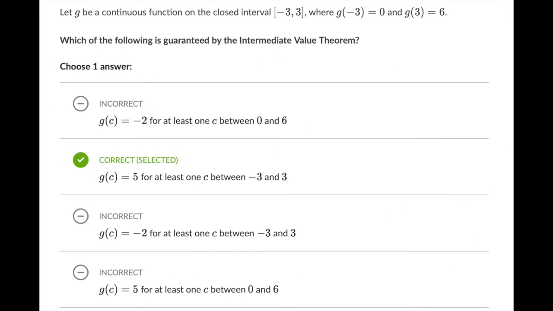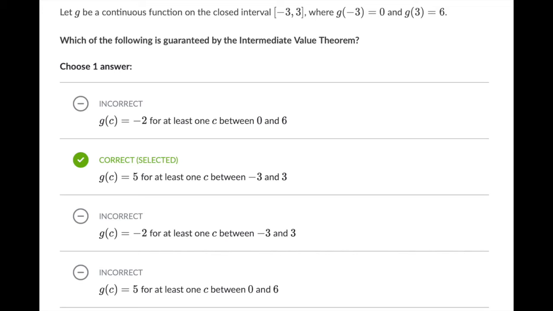So let's look at this question. The correct answer is already chosen, but we will check the other choices. The question says, which of the following is guaranteed by the intermediate value theorem? The first choice says that g(c) equals -2 for at least one c between 0 and 6. As you can see, our function is defined between -3 and 3, so 0 and 6 are not in our interval, so we skip that out.